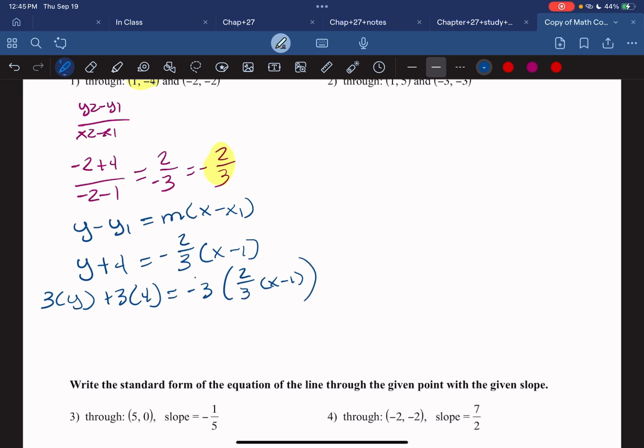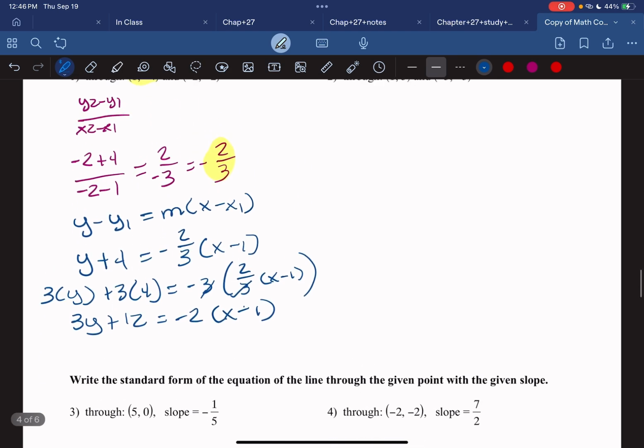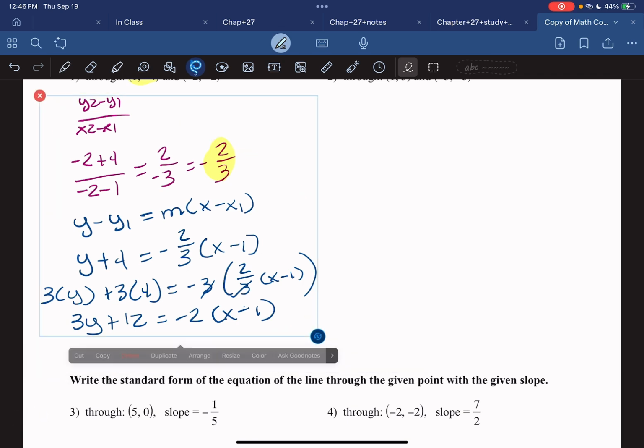When we are multiplying this 3, we don't distribute it into this smaller parentheses. It's just what's on the outside of the parentheses. So 3y plus 12 equals, these cancel, -2 times x minus 1. Let's distribute this -2 into the parentheses. But first, let me shrink this because I won't have space.